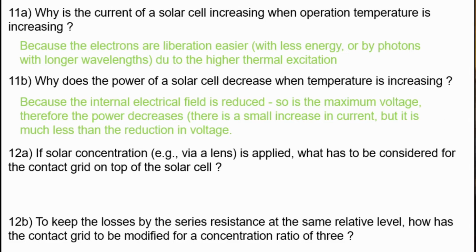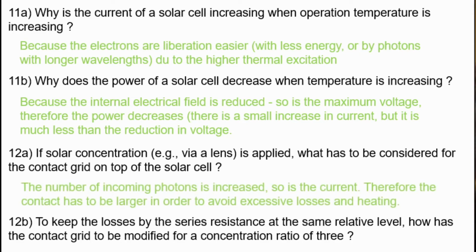If solar concentration, for example via lenses or mirrors, is applied, what has to be considered for the contact on the top of the solar cell? We will have more photons, more electrons and a higher electron flow, so the current will be increased. So we also have to take care of that and increase the contact area. Otherwise, there would be excessive heating and excessive losses, or it could even lead to a destruction of the solar cell.